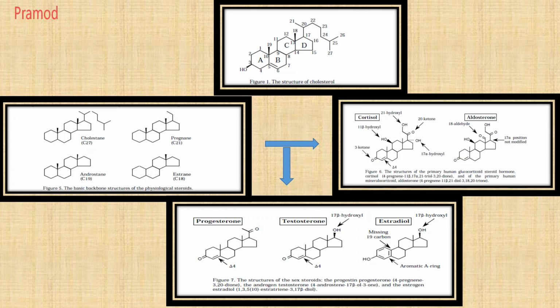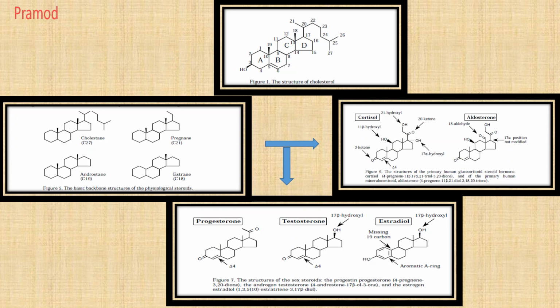And if it contains 18 carbons, it is known as estrone. As you know, cortisol contains an OH at the 21st position, a carbonyl group at the 20th position, an OH at the 17 alpha position, an extra OH at the 11th position, a carbonyl at the 3rd, and the double bond is at the 4th position. So this is the structure of your cortisol.